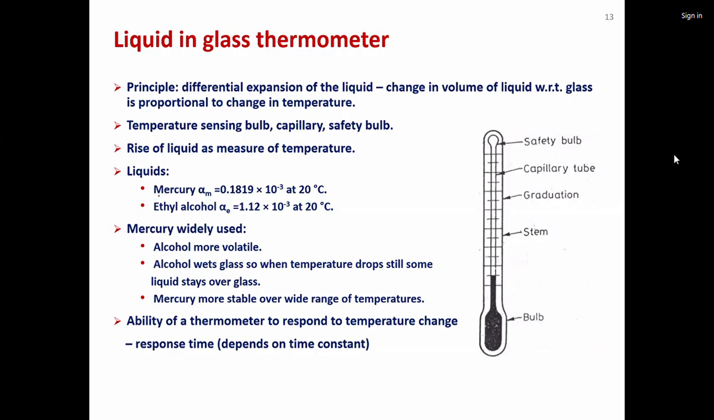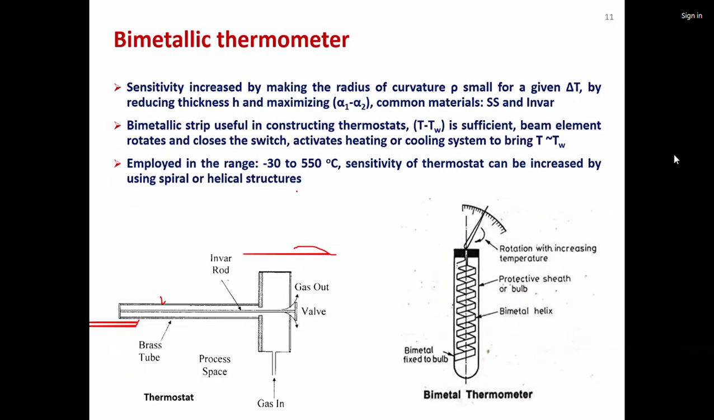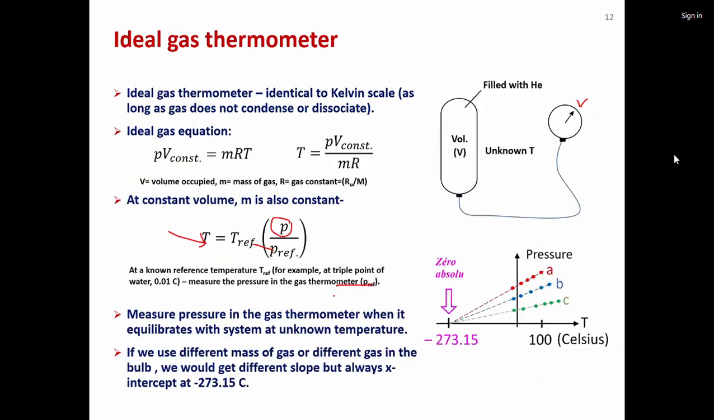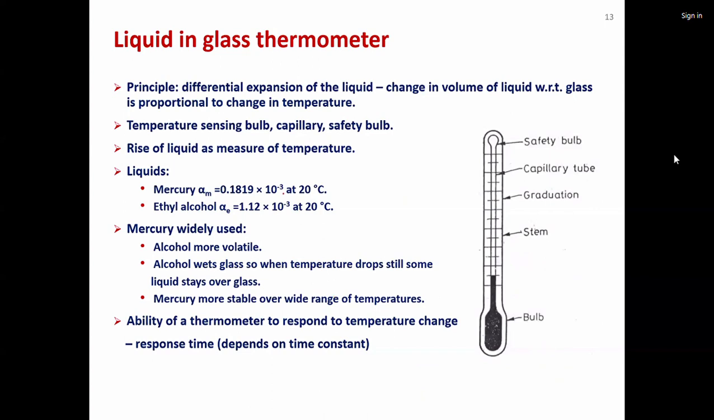So typically, you use mercury, which has a thermal expansion coefficient of 0.1819 into 10 to the power minus 3 at 20 degrees centigrade. You should notice that this is about 100 to 1,000 times higher compared to the values that you see for solids, because for solids it is about minus 6. And here you see that it is about minus 3.